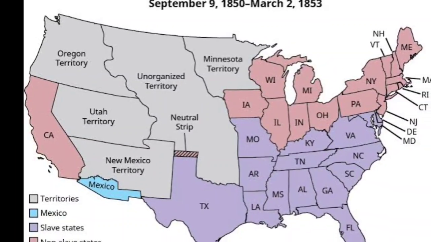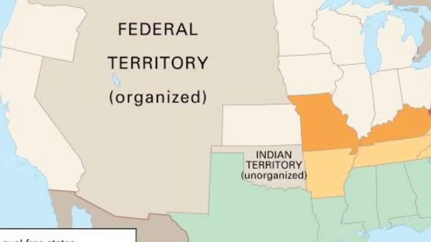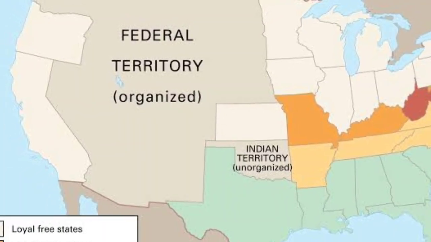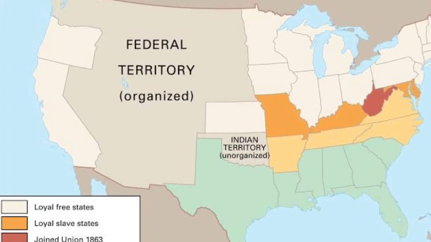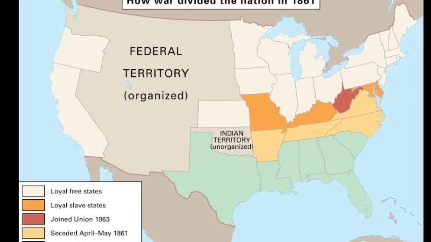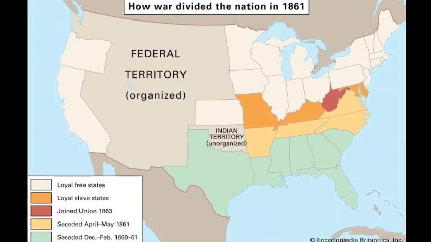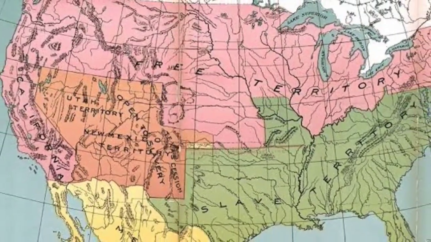This act led to a violent conflict known as Bleeding Kansas, as pro-slavery and anti-slavery settlers flooded into Kansas, each side hoping to influence the outcome. The violence and political strife in Kansas underscored the failure of compromises to resolve the issue of slavery and highlighted the sectional tensions that were tearing the nation apart.